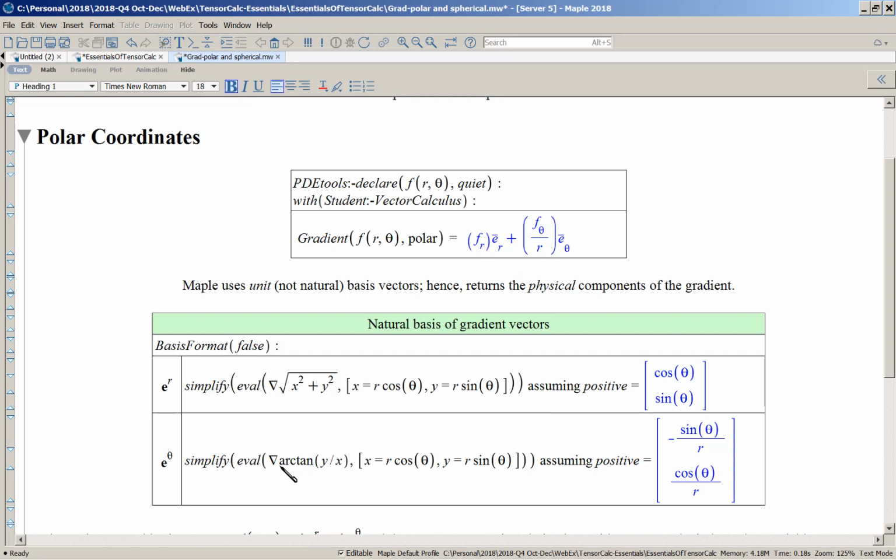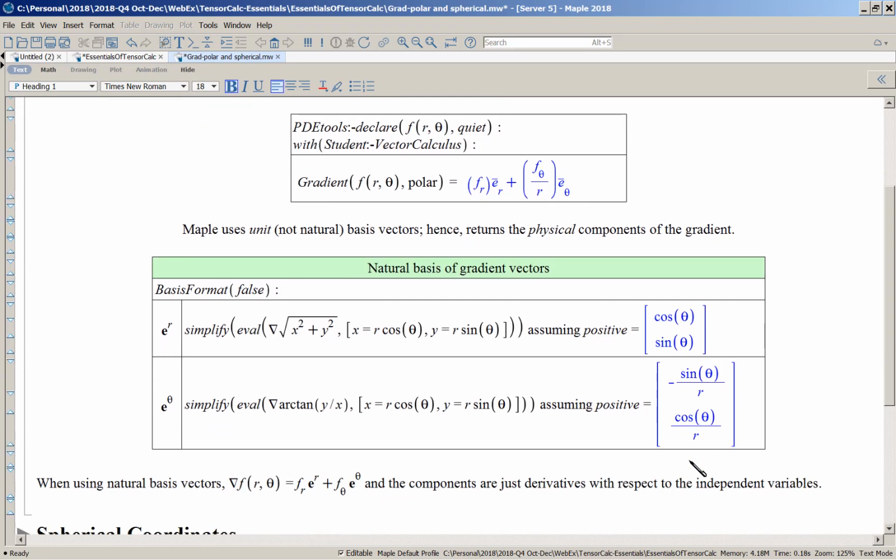Well, when you take the gradient here of the arctangent function, you get a 1 over r. This is not a unit vector. That's a unit vector. This is not a unit vector. You see that 1 over r? If you swing this 1 over r under here, then you've got this basis vector.